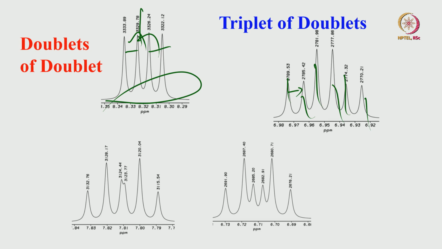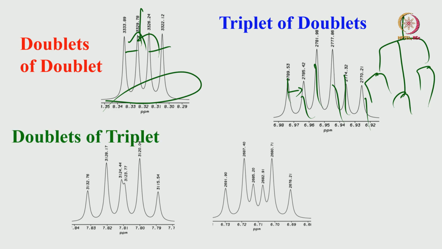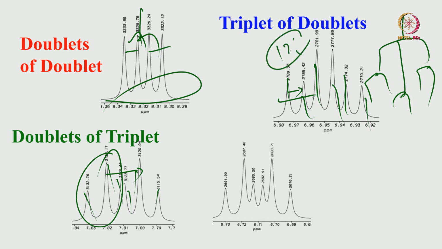First it is going to be a triplet, and each line of the triplet is split into a doublet, and that is how you get a triplet of doublets. What about this one? The larger separation is a doublet, and each line of the doublet is split into a triplet, with 1 to 1 intensity. Similarly, here also 1 to 1 intensity was there and it became a doublet. Here there is a triplet, and each line of the triplet is first a doublet, and each line of the doublet is going to be a triplet. Okay, that is fine.